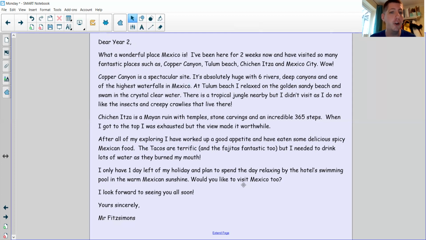Wow. Copper Canyon is a spectacular sight. It's absolutely huge with 6 rivers, deep canyons, and one of the highest waterfalls in Mexico. At Tulum Beach, I relaxed on the golden sandy beach and swam in the crystal clear water. There is a tropical jungle nearby, but I didn't visit as I do not like the insects and creepy crawlies that live there. I'd like to pause the video now and see if you can have a go at reading the rest of the letter to yourself, and then we're going to have a go at answering some questions about the letter.